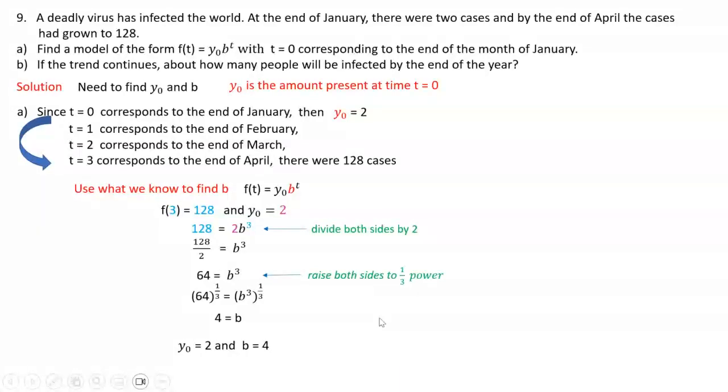I already found my y naught and my b, right? So now we plug it into the formula. So this is the formula for part A. f of t equals 2 times 4 to the t power.